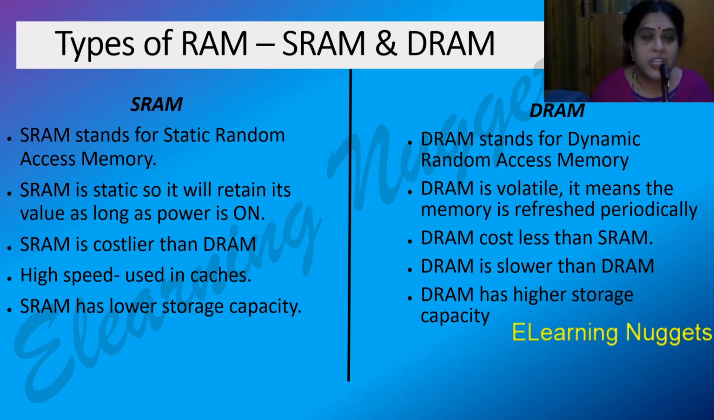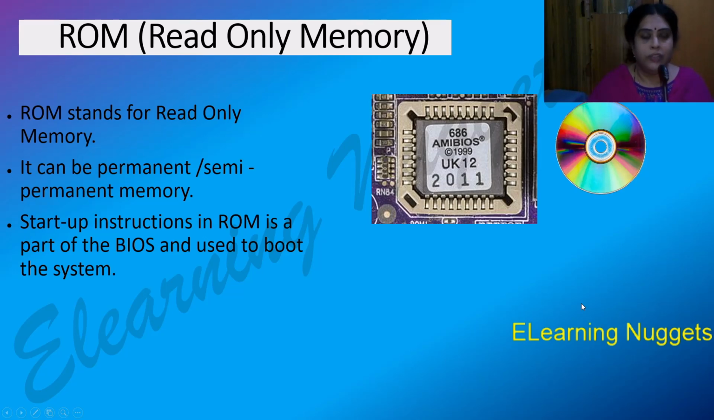So SRAM can be used in cache. See, cache is a high speed memory, which I will be telling towards the end of this session. Cache is a high speed memory which is used in the CPU to access all the instructions more quickly from the memory. So to use this particular cache, we are using SRAM, because of its speed and capacity compared to DDRAM.